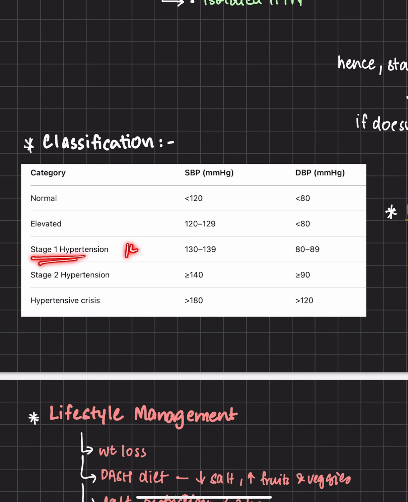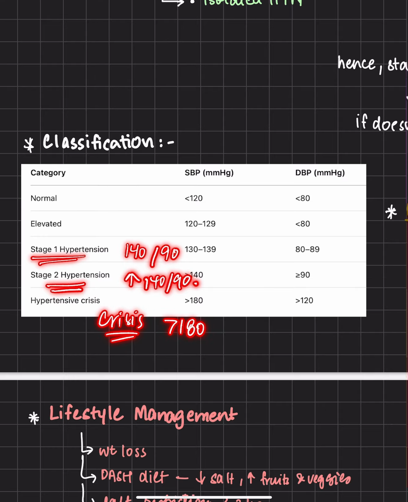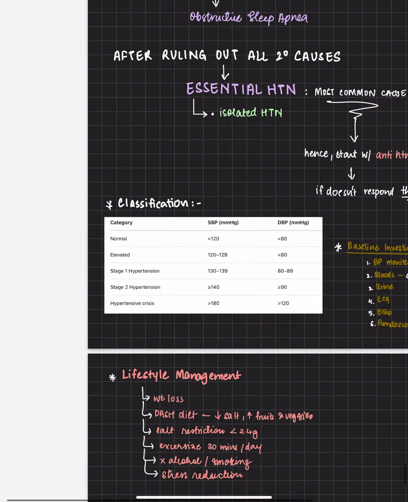Stage 1 hypertension is when we're looking at numbers like 140/90, and then stage 2 hypertension is when it exceeds that. So it exceeds 140/90. And then when we have a crisis, what is a crisis? Crisis is when it's more than 180 and the diastolic pressure is more than 120. So just bear that in mind.